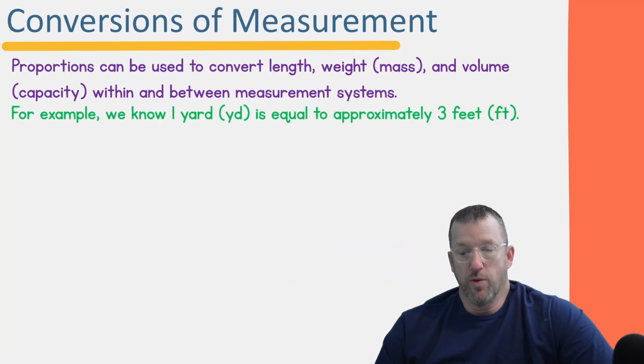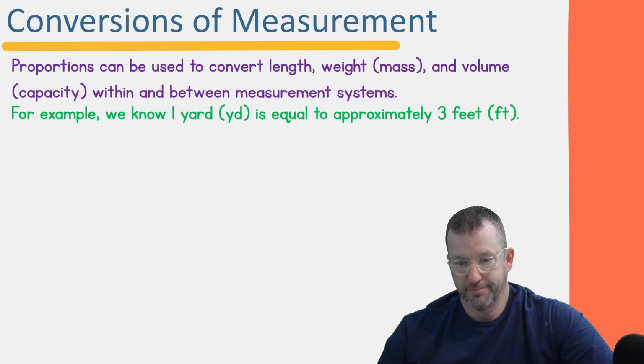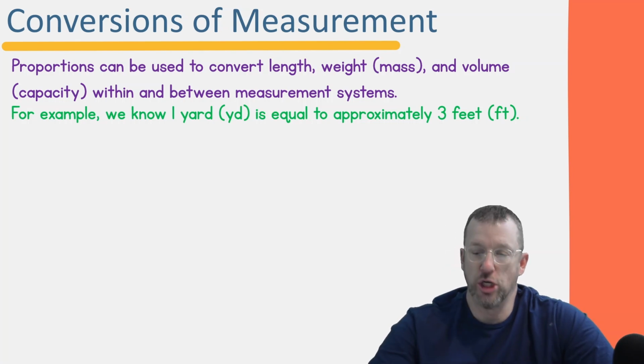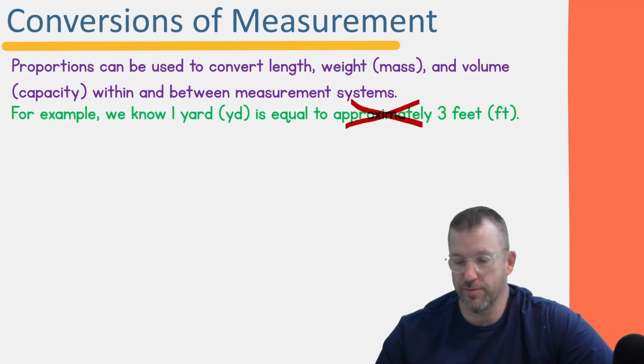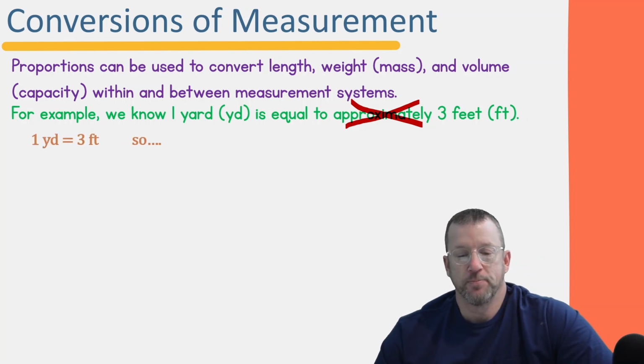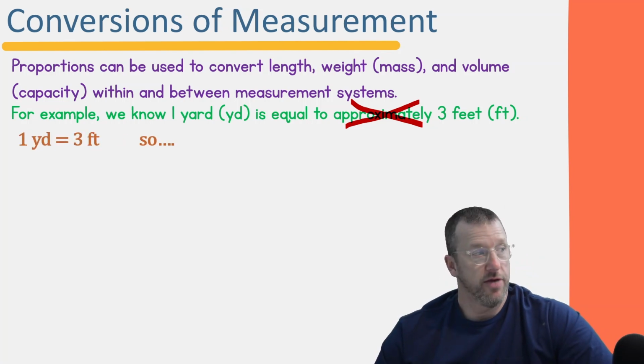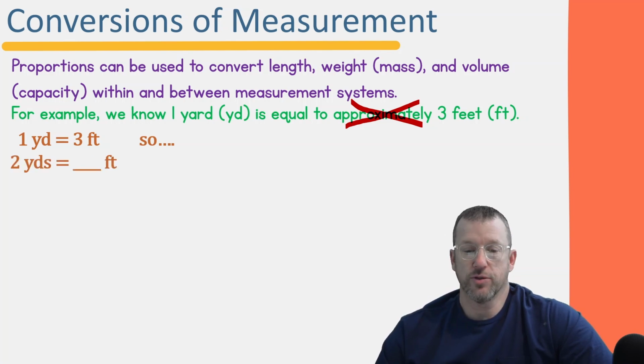For example, we know 1 yard is 3 feet. It's not even approximate, it's absolutely 3 feet. Okay? So if we know that 1 yard equals 3 feet, 2 yards equals what? 6 feet, right? And that's a pretty easy proportional relationship because 1 equals 3. Well, we doubled both of them.